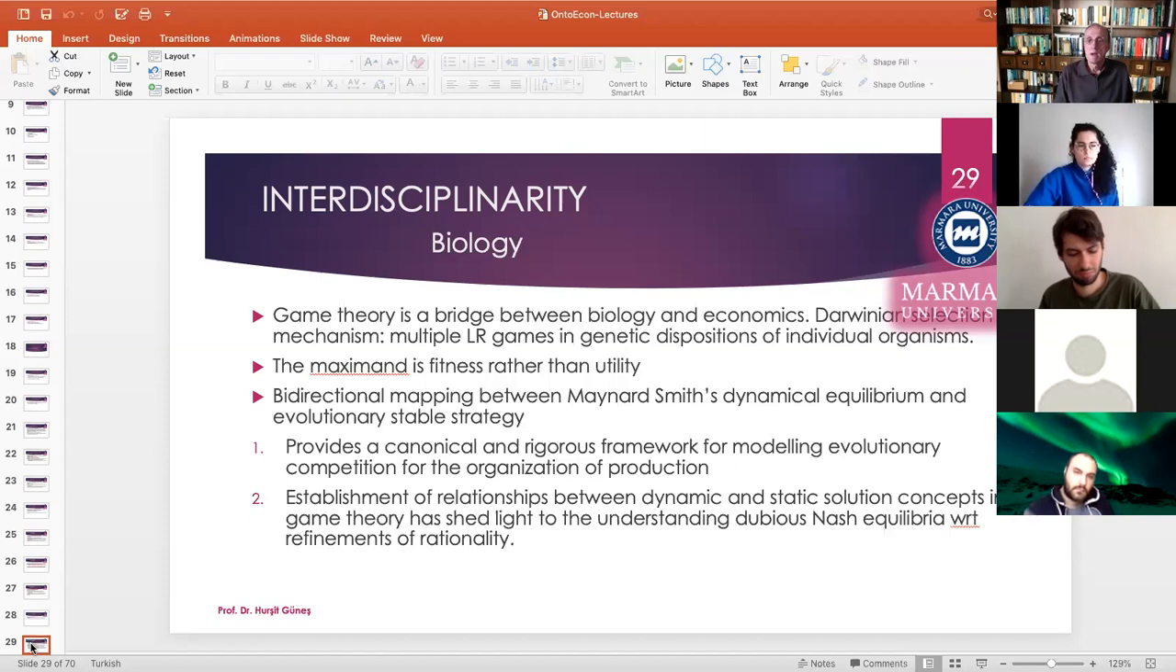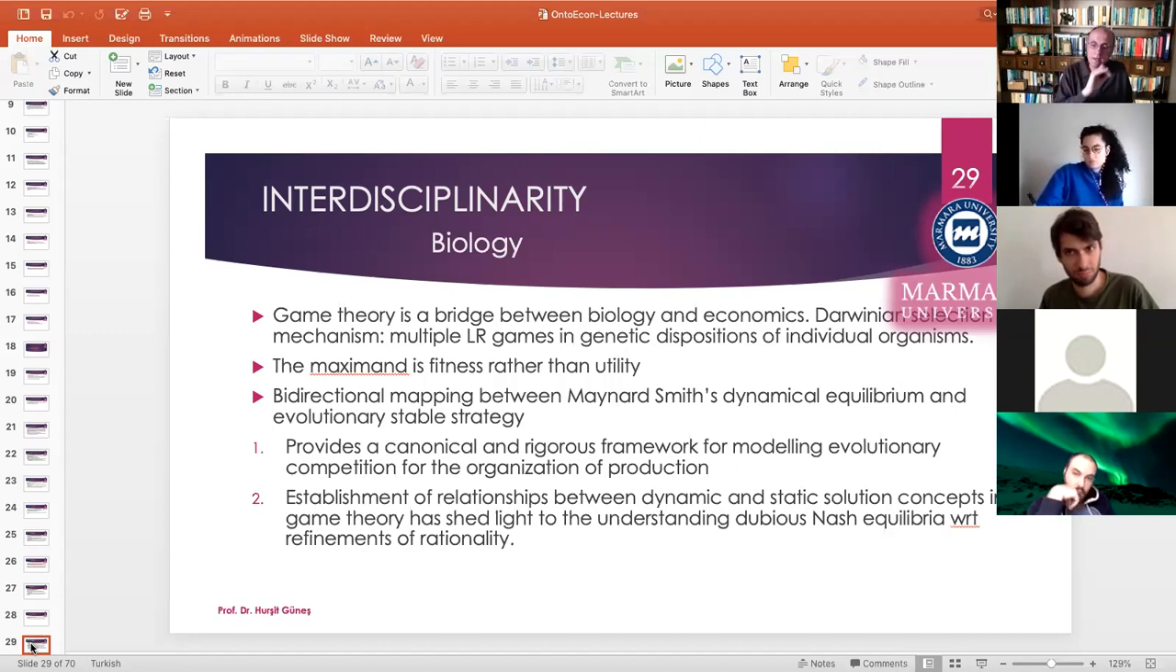Now, you know the Darwinian selection mechanism. Everybody knows about the Darwinian selection mechanism of humankind. We all come from monkeys and the monkeys come from microorganisms, whatever it is, yes? But it's a theory, it's not a theorem. The important part here for economics is the selection mechanism. Multiple long-run gains in genetic dispositions of individual organisms, in the sense that you know that in the Darwinian genetic selection mechanism, the mechanism is towards the good, the better, always to the better.